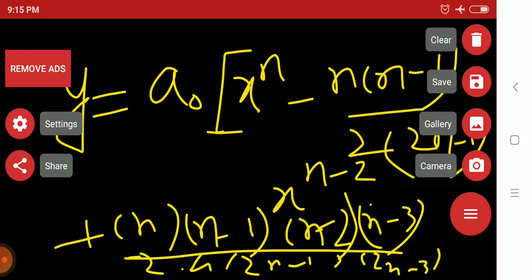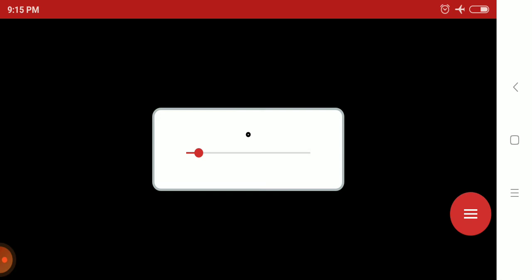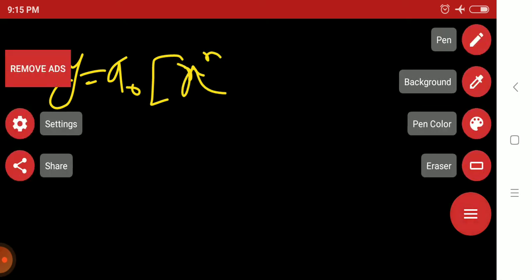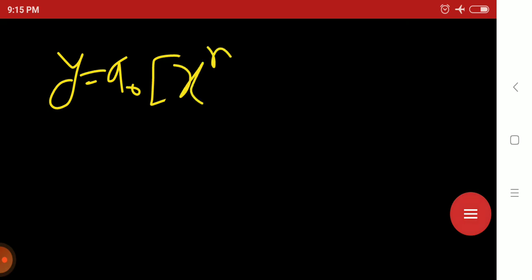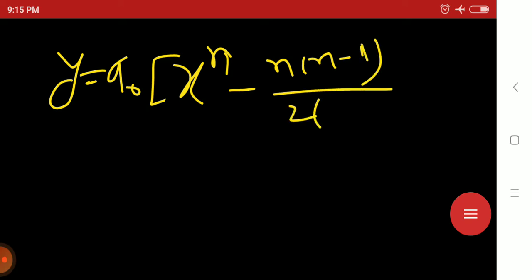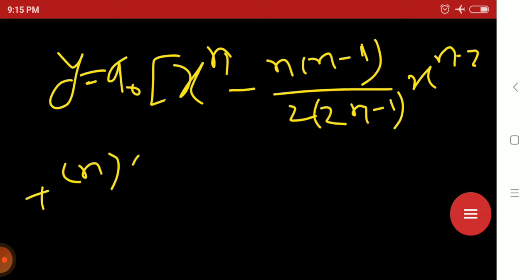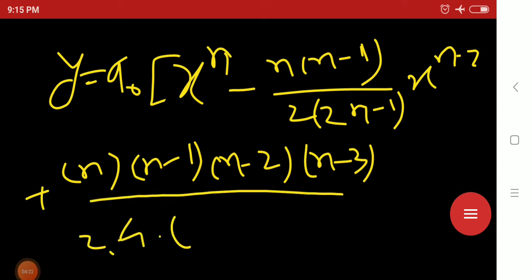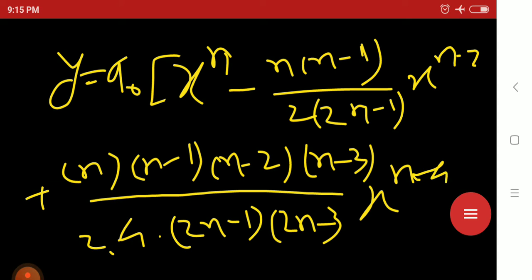I'm writing it in clear space. So the solution of the Legendre differential equation is y equals a0 [x to the power n minus n into (n minus 1) by 2 into (2n minus 1) x to the power n minus 2 plus n into (n minus 1) into (n minus 2) into (n minus 3) by 2 into 4 into (2n minus 1) into (2n minus 3) x to the power n minus 4 and so on]. This is the long form. This is the Legendre function of first kind.